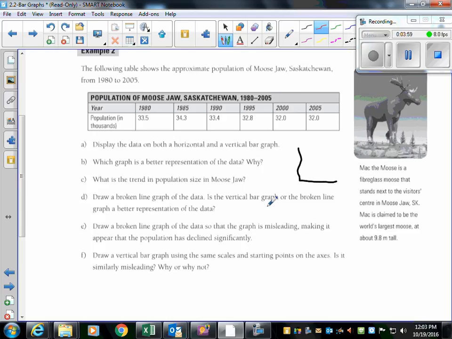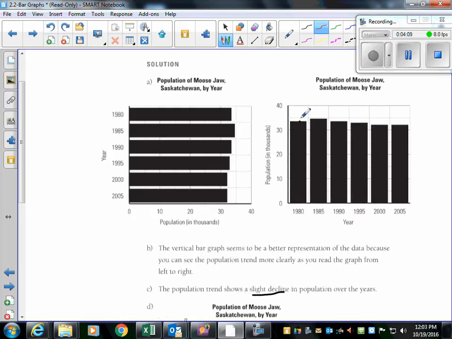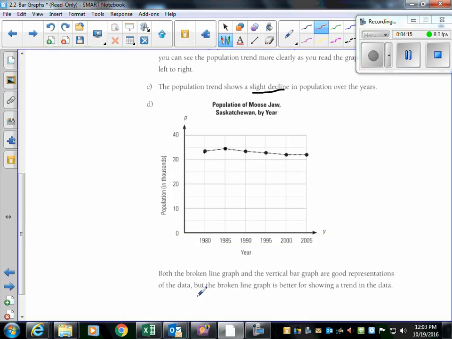So, is the vertical bar graph or the broken line graph a better representation of the data? Well, if we look here, I'm just going to undo my dots there. This is nice to see. We can see it. This really is actually easier to see the slight decline, right? Both the broken line graph and vertical bar graphs are good representations. But it's nice to look at the declining data here off of the broken line graph.